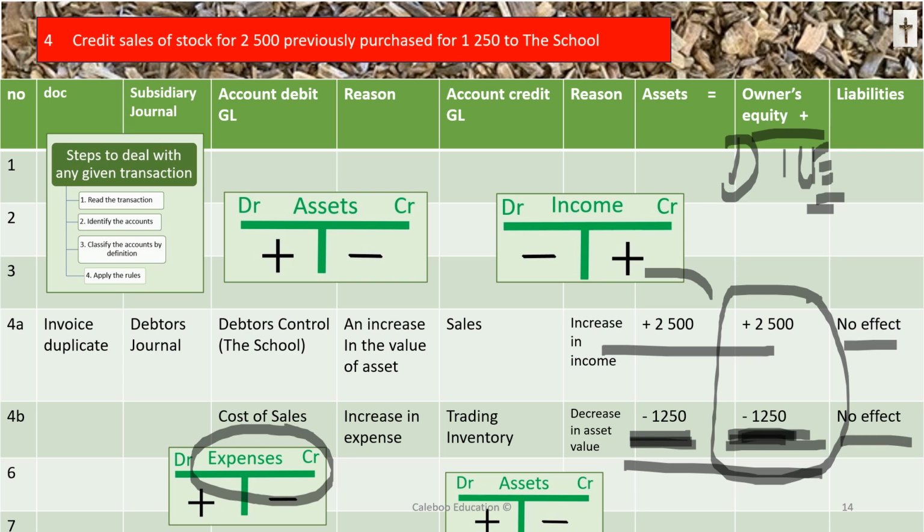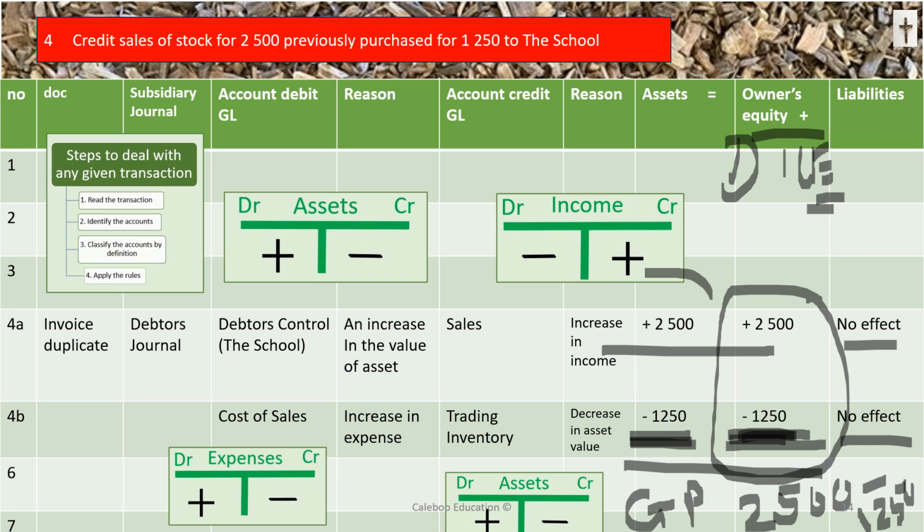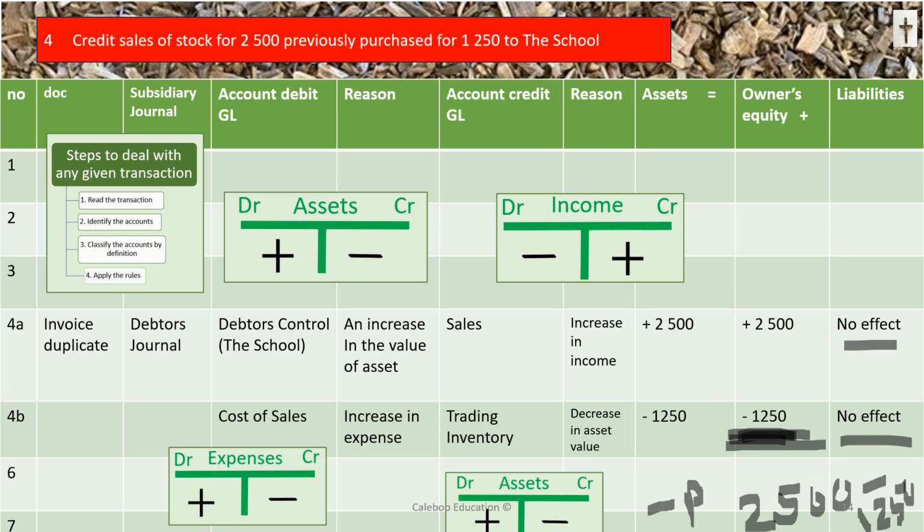After this transaction, I can determine the markup in currency value, or we can call it the gross profit of this one sale: 2,500 selling price minus the 1,250. From this sale, a gross profit of 1,250 was made. But more about that a little bit later. The important thing on this slide, you must know how to record in this table a sale of stock.